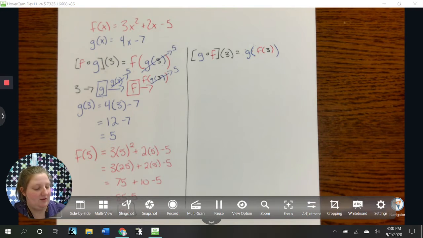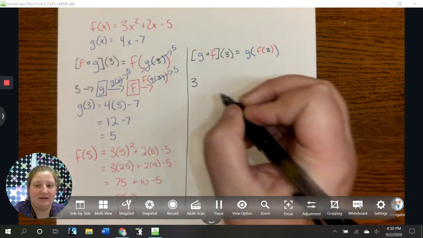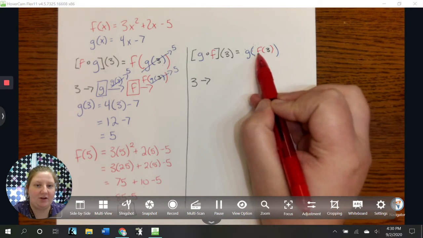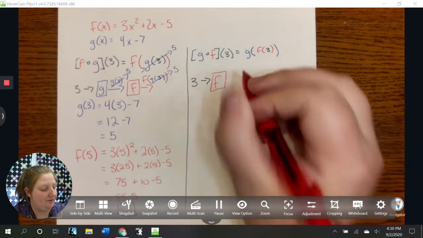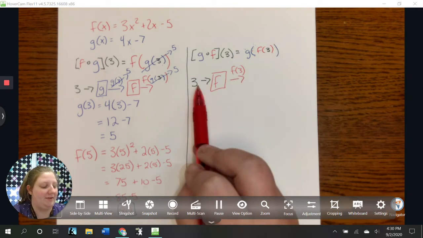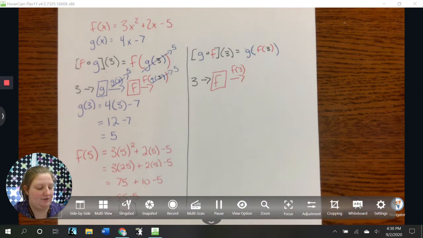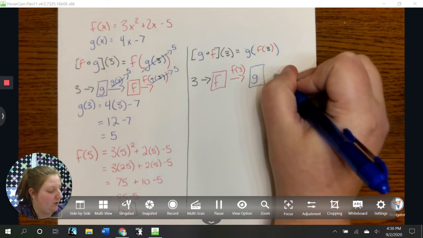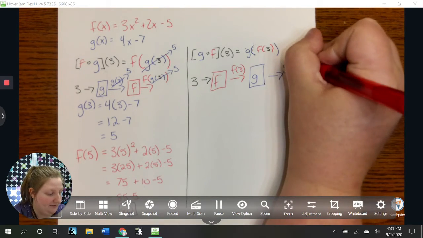So again, we're going to create our little roadmap. First we start with 3, so we start on the inside. We're going to take 3 and plug it into f. So working our way out, we go to f. Once we plug it into f, we get f of 3. So then after f, we go to g. We take our f of 3 and plug it into our function g, and what we get out of that is g of f of 3.